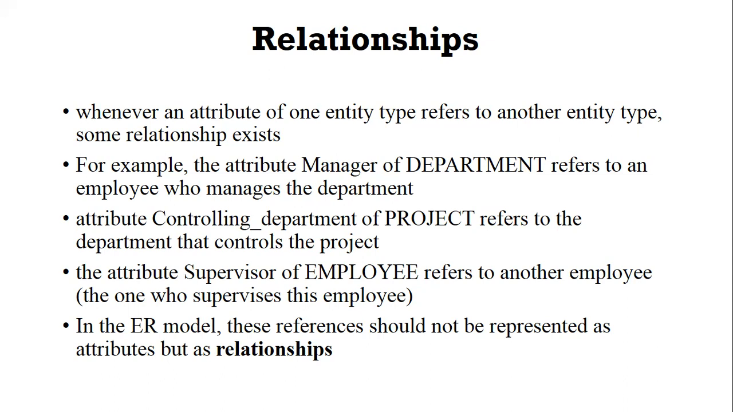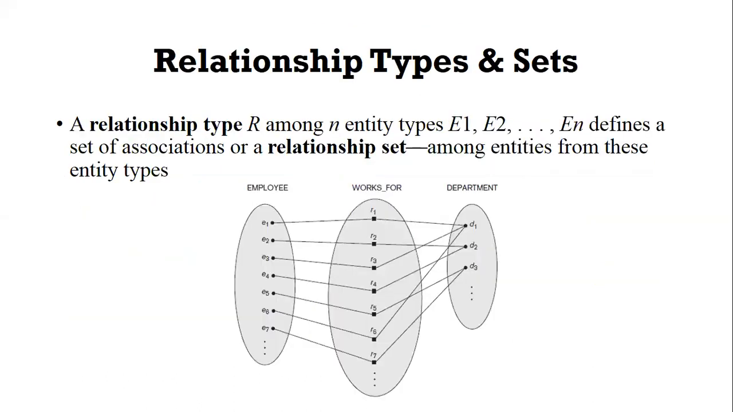Whenever an attribute of an entity type refers to another entity type, some relationship will be there. For example, the attribute manager of department refers to an employee who manages the department. The attribute controlling department of a project refers to the department that controls the project. The attribute supervisor of employee refers to another employee, the one who supervises this employee. In the ER model, these references should not be represented as attributes, but they will be represented as relationships.